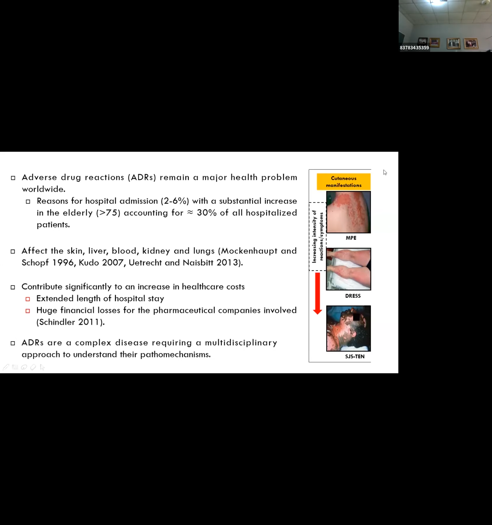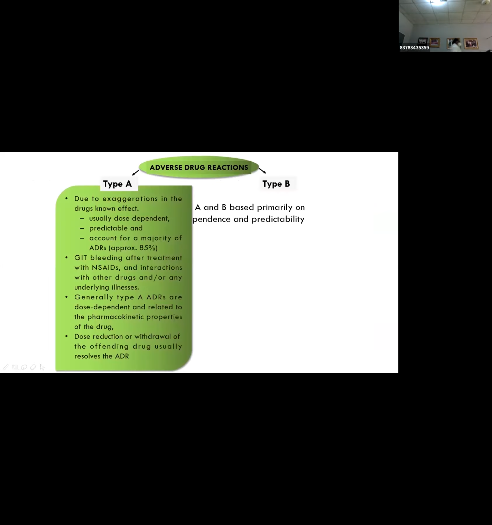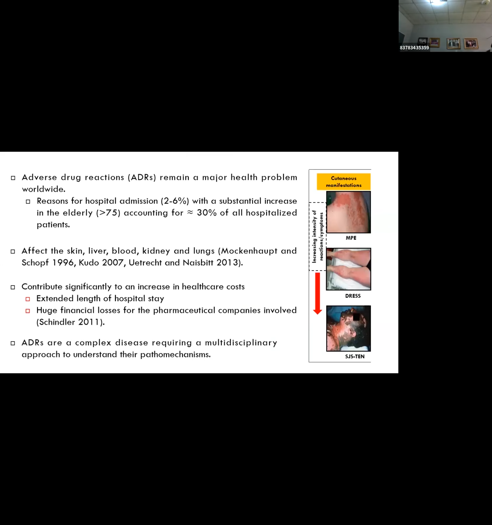Now, to try and understand this, these individuals have used a complex multidisciplinary approach to try and understand the pathomechanism to prevent them from occurring from time to time.